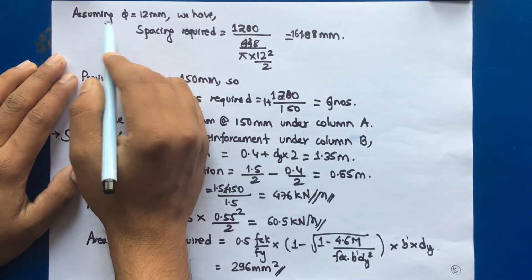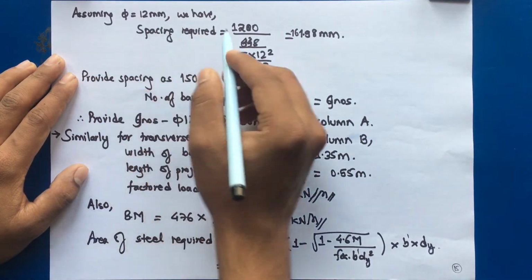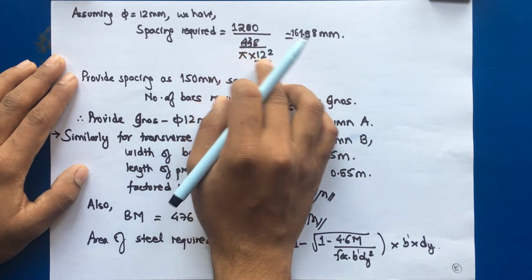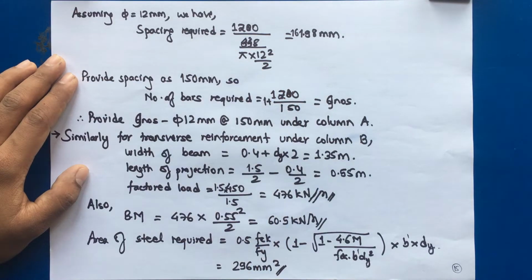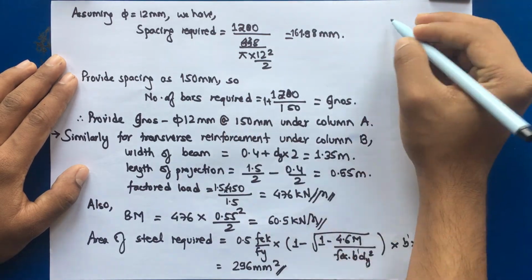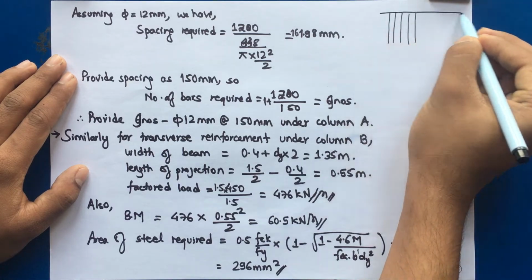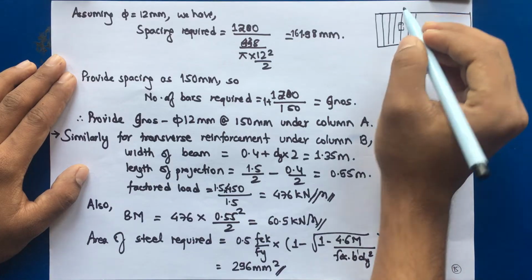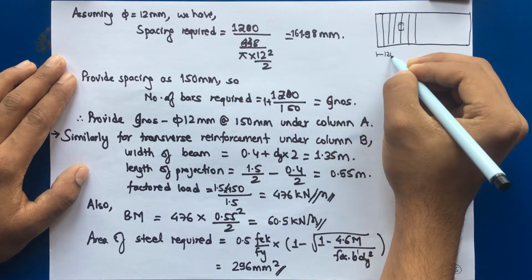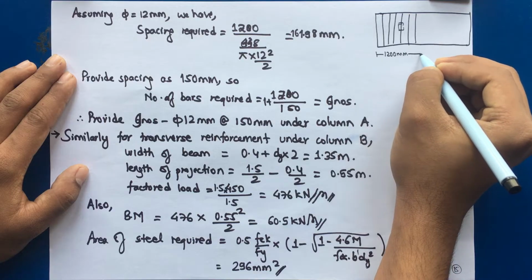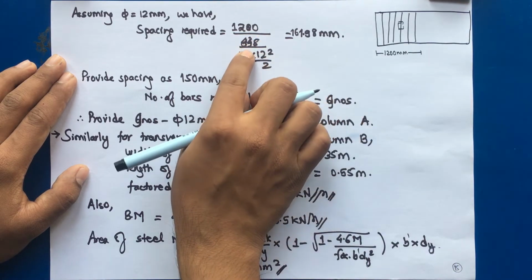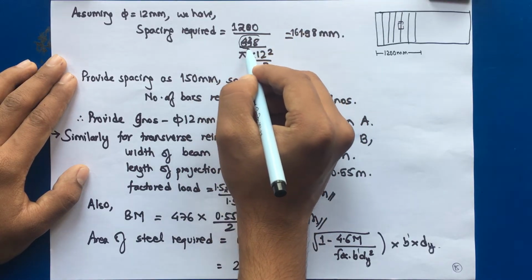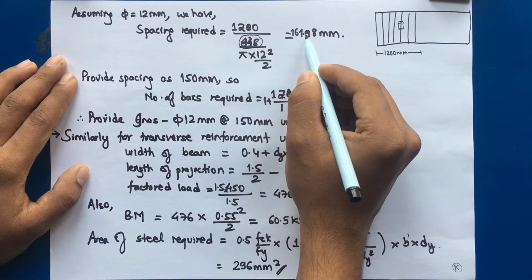As we have already said, we are using phi as 12 mm. Then we have spacing required as width of the section divided by area of steel required divided by area of the rebar. So the spacing required is 1200 mm divided by 838 divided by pi by 4 into 12 square, considering the minimum area of steel required, and this comes as 161.98 mm.